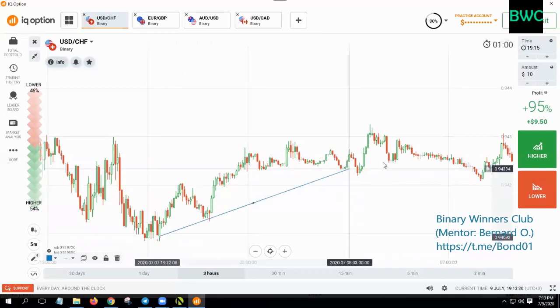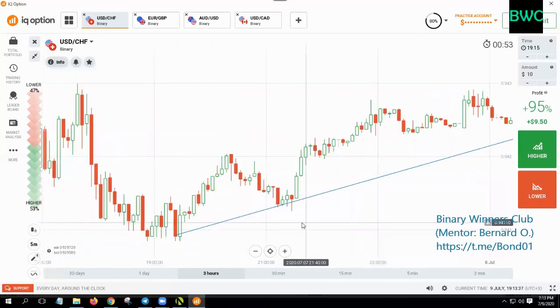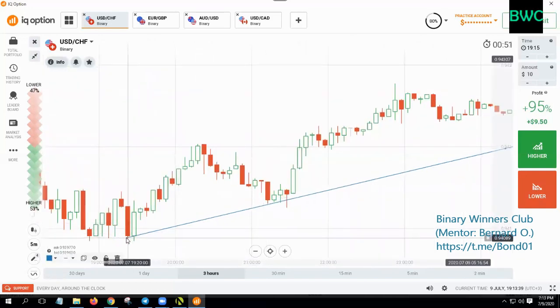I don't know what this one will be. I just need to connect 2 levels. This one did not work. The good thing is the setups invalidate themselves. If I was to connect, I'm connecting here.